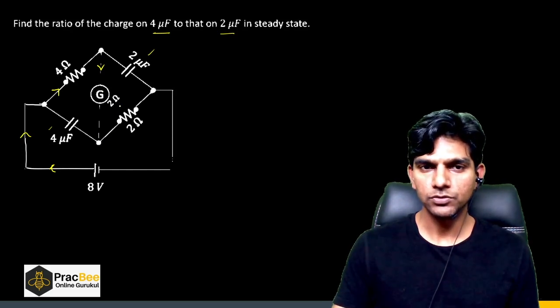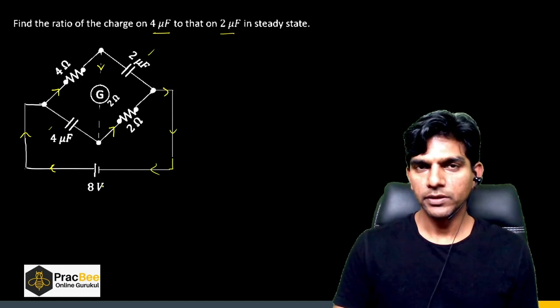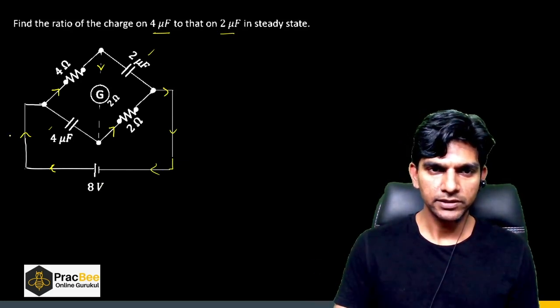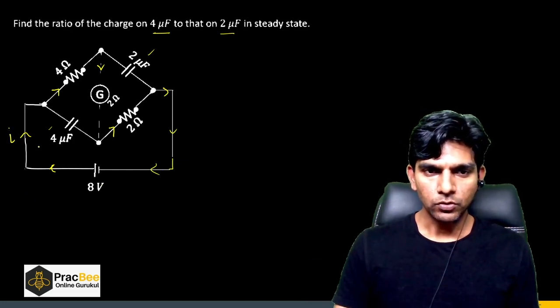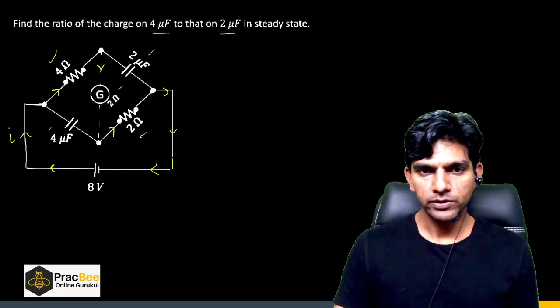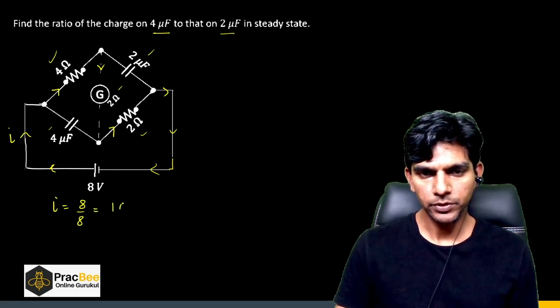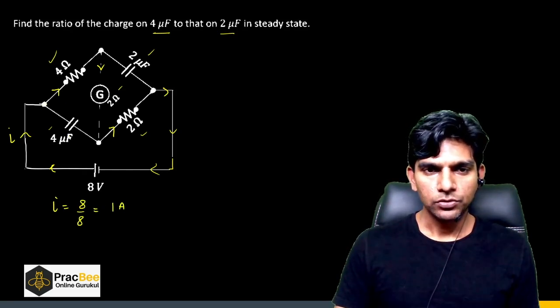Galvanometer has some resistance, 2 ohms. So this is the path followed by the current. Let us say the current is I. So the total resistance of this path will be 4 plus 2 plus 2, that is 8. So the current will be 8 by 8, so that will be 1 ampere, right?